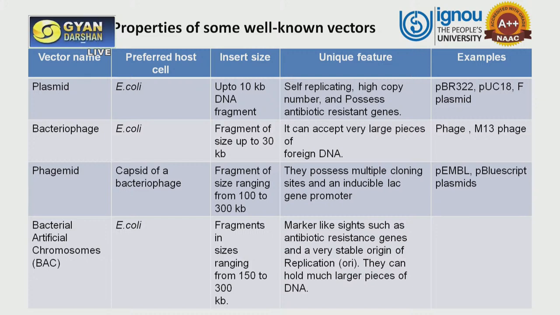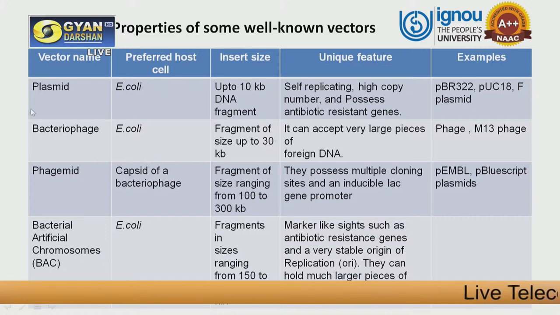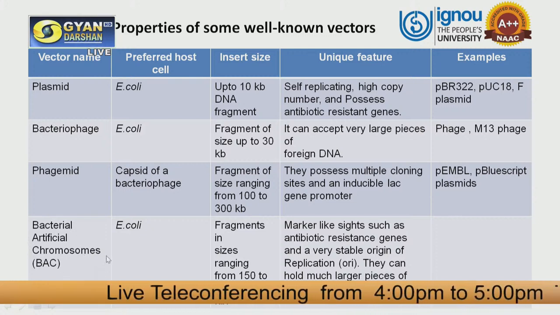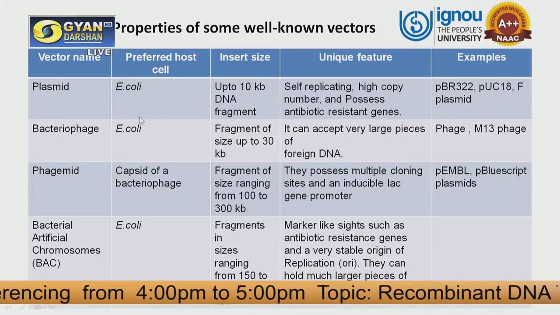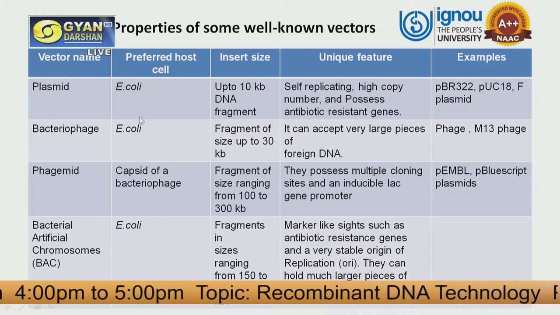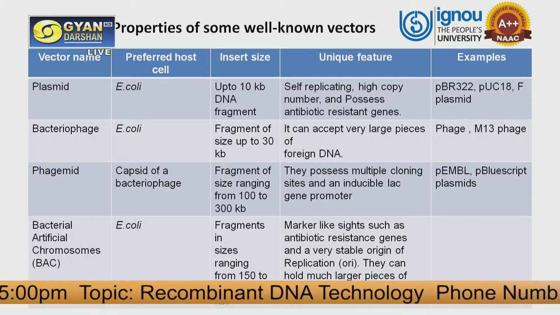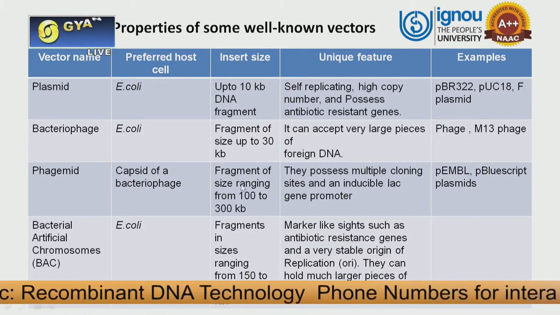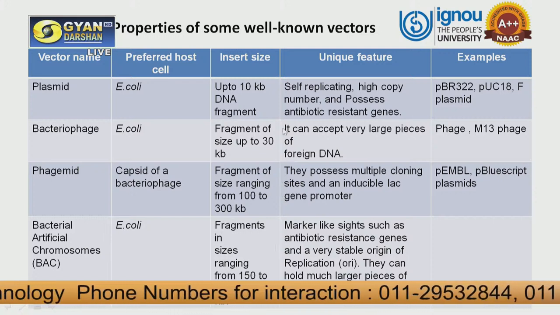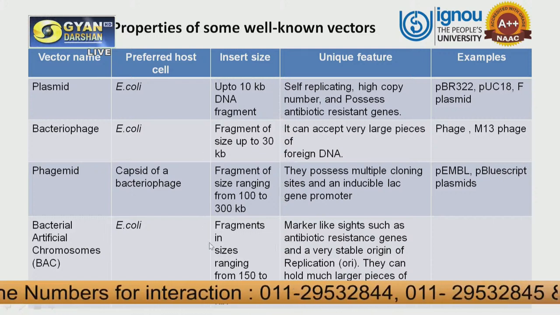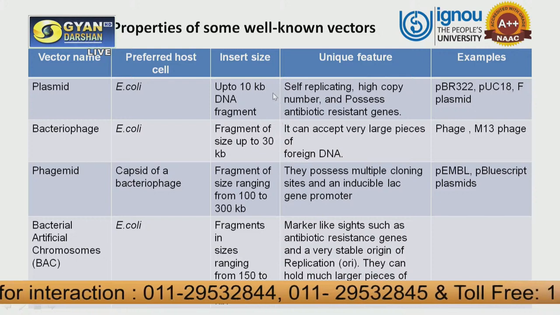So you can see there are different types of vectors. For example, plasmid is there, bacteriophages, phagemid is there, BAC, that is bacterial artificial chromosome. So they have their own preferred host cell where you can actually insert these vectors for multiplication. Here you can see the different insert sizes, what type of length of the gene of interest or the DNA fragment they can actually accommodate.